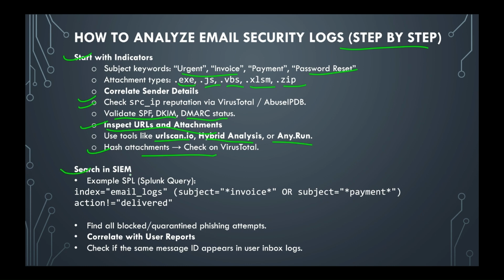So for example, you have an SPL query here. You can write a query in your Splunk and hunt down all the related threats. So index is email logs, subject is invoice, or subject is payment, and action is delivered. Action is not delivered. So you can hunt like this. So this helps you find the blocked or quarantined phishing attempts, and correlate the user report.